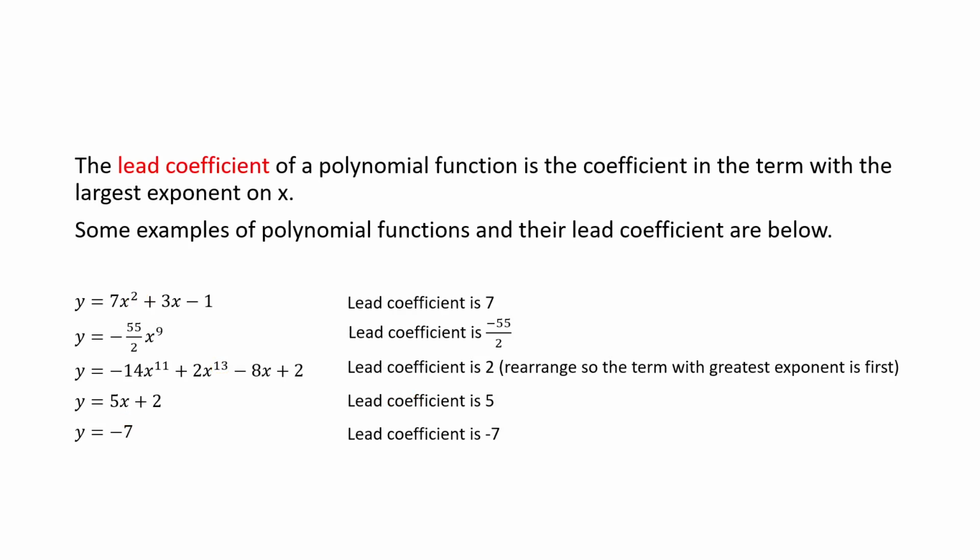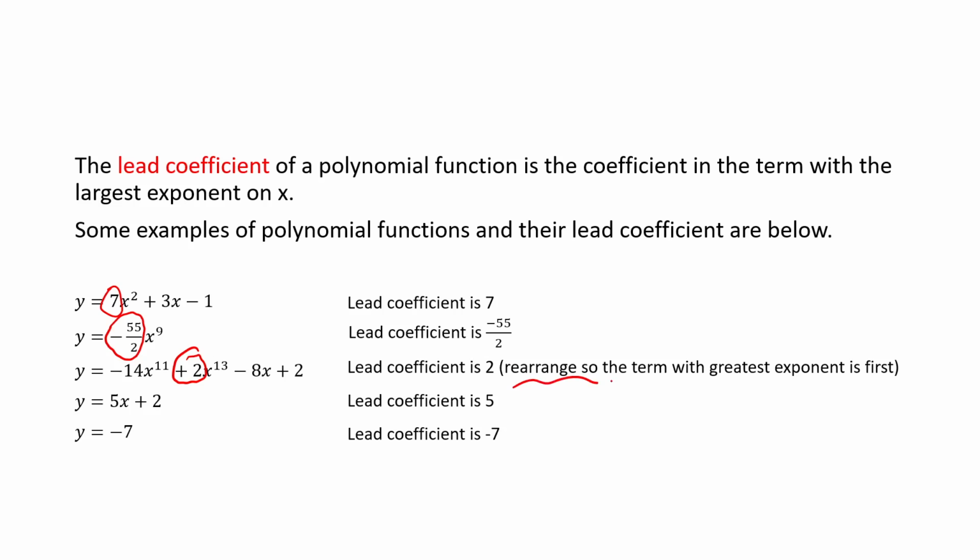Now, the lead coefficient of a polynomial function is the coefficient in the term with the largest exponent on x. So in the example y equals 7x squared plus 3x minus 1, the largest exponent on x is 2, and so we would say the lead coefficient is 7. In the second polynomial function shown, the lead coefficient is negative 55 over 2 because that's the coefficient in the term with the largest exponent on x. In the third function shown, the lead coefficient is 2.